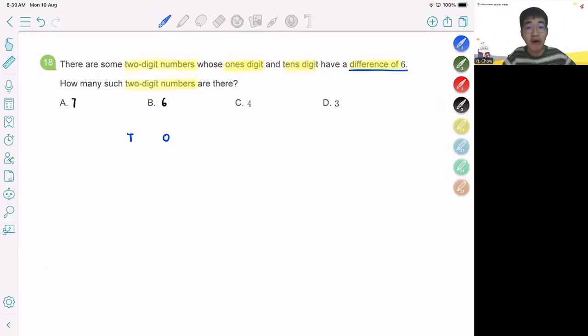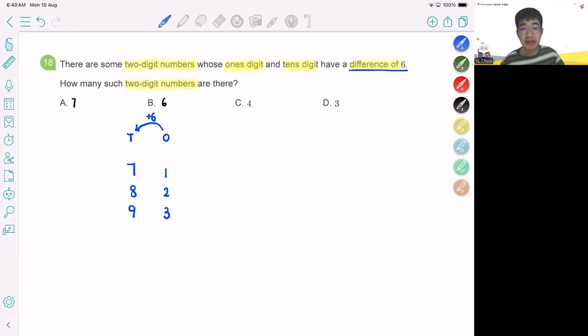However, normally people will think, if I have a difference, that means I am taking the bigger number minus the smaller number. So of course, I will have a bigger number first. Maybe I can say that the tens is bigger than the ones, and then the difference is 6. So the ones, you need to plus 6 to get your tens. An example will be ones is 1, tens is 1 plus 6, which is 7. Then ones is 2, tens is 2 plus 6, which is 8. Or ones is 3, tens is 3 plus 6, which is 9.